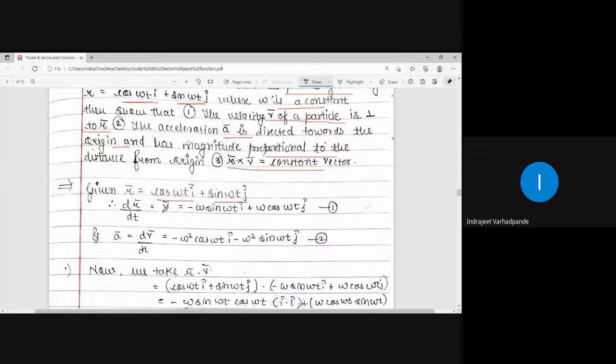Dr bar by dt is nothing but velocity v bar. The derivative of cos omega t is minus sin omega t into omega into i bar, plus omega cos omega t into j bar.